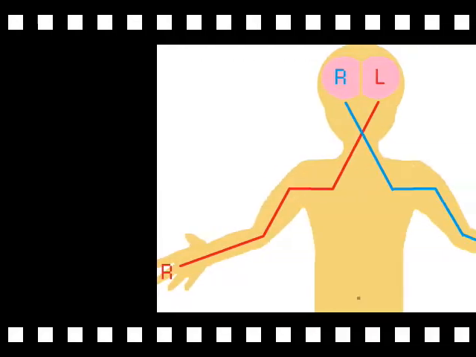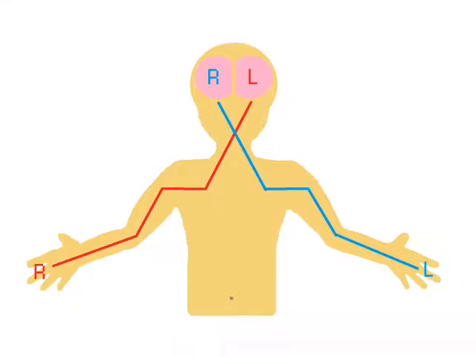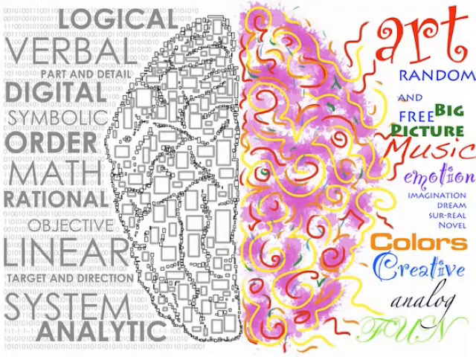Basically, left-handed persons are using the right side of the brain, and right-handed persons are using the left side of the brain. So in order to identify the side of the brain that we are going to use, you have to conduct an experiment. Let's go straight to the experiment.